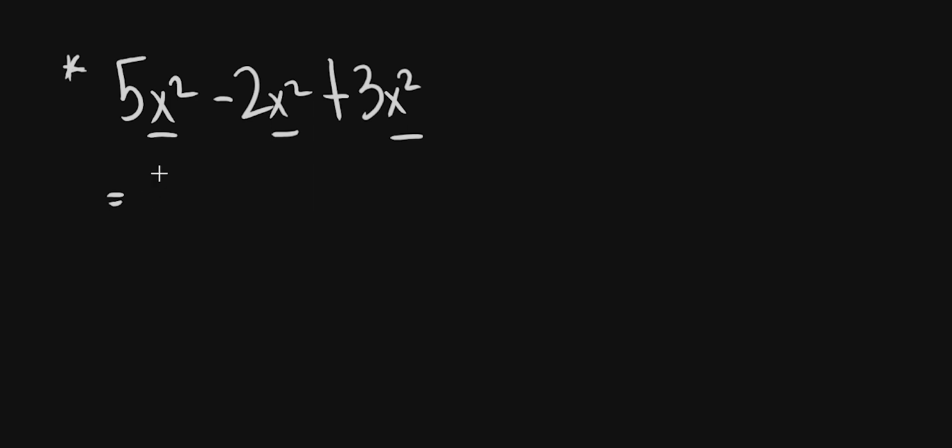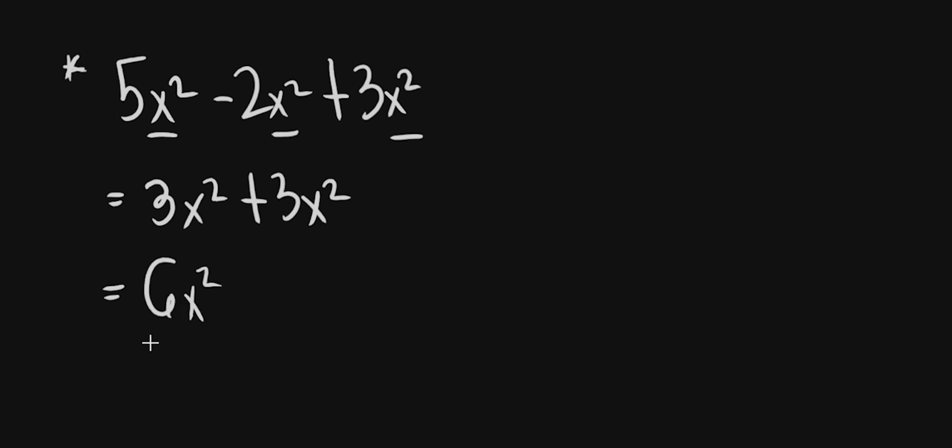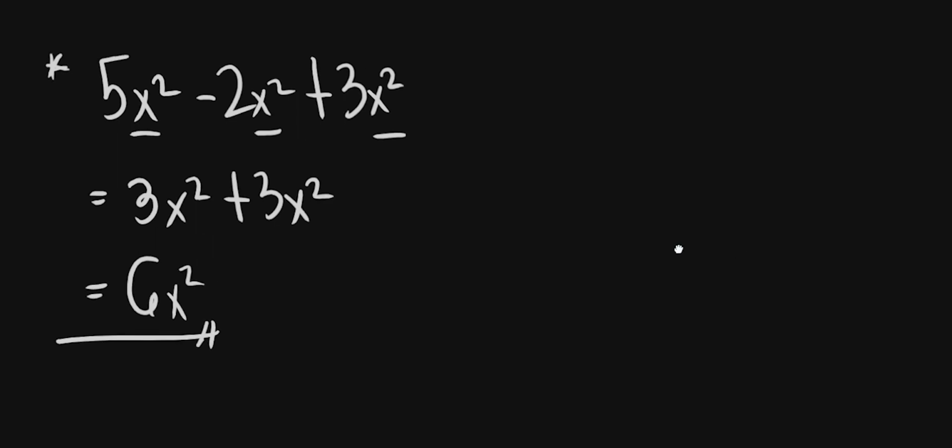So first off, 5x squared minus 2x squared will result to 3x squared, plus 3x squared. So 3x squared plus 3x squared will result to 6x squared. So that's it. That's your answer. It's that simple. So let's move on to another example.